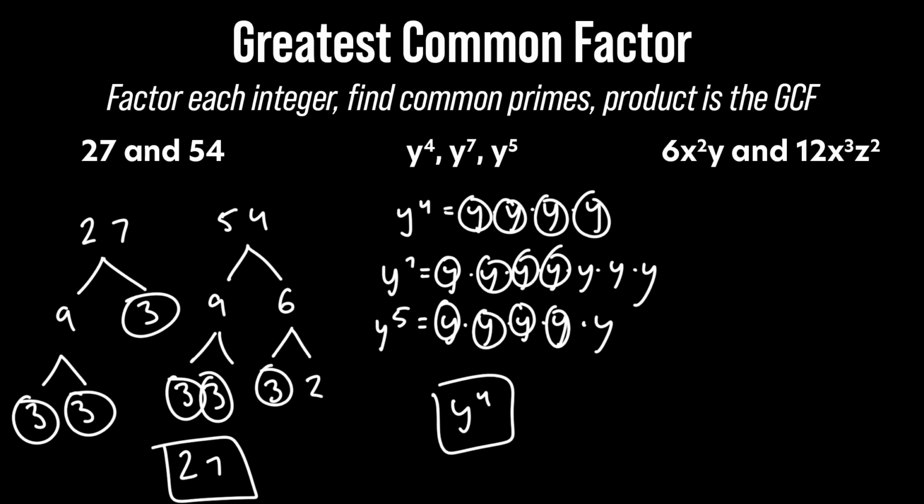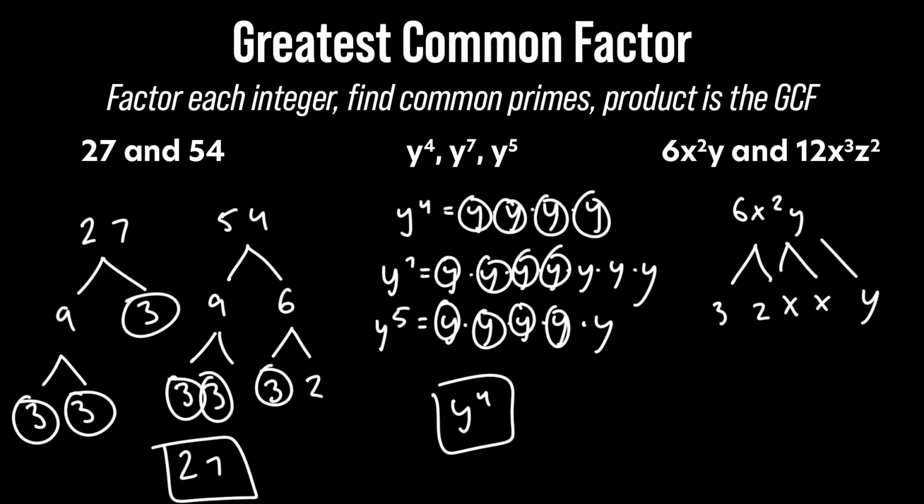Lastly, we have 6x squared times y and 12x cubed times z squared. Let's break apart the 6x squared times y. We have 6, which consists of 3 and 2. And we have x squared, which consists of x and x. And then we have y.